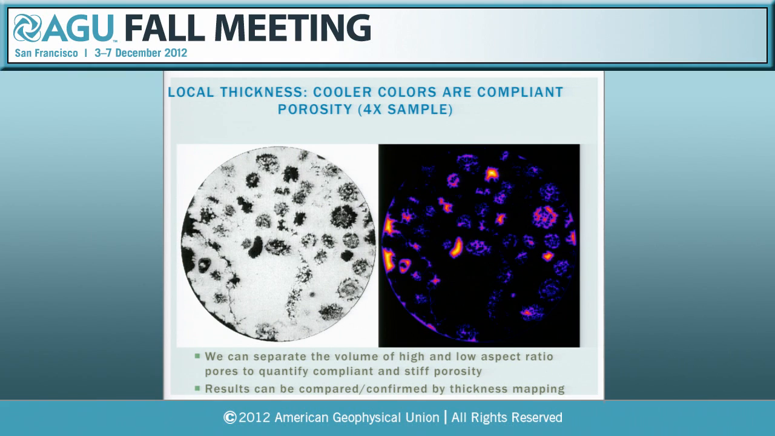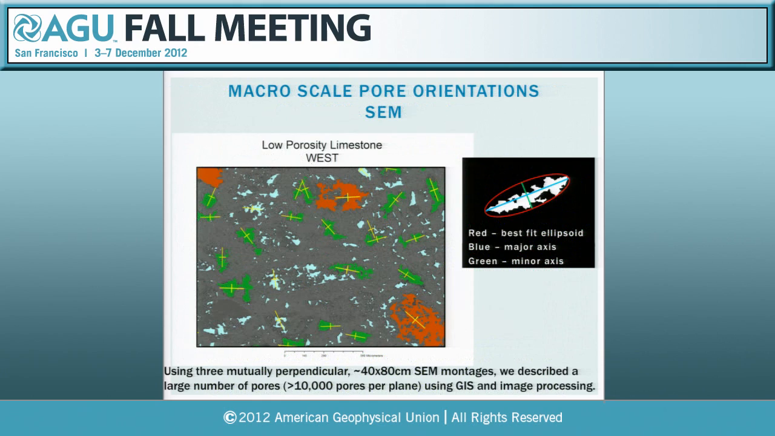So one of my rules for looking for compliant porosity is close distance to the pore walls. This is a local thickness map, which basically draws a line from a particular pixel to the edge of the pore wall and colorizes it by that distance. The yellow is what I would call stiff porosity, and the cooler colors are the closable compliant pores. Another idea is that elongated pores are more easily closed.